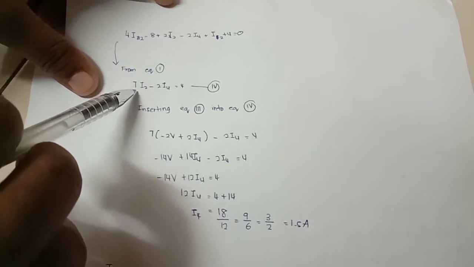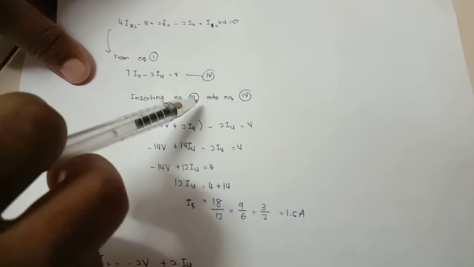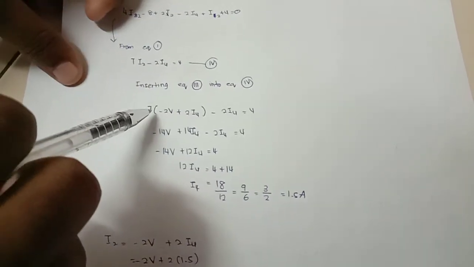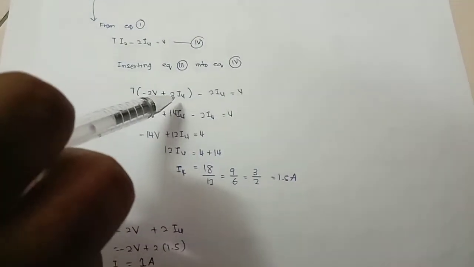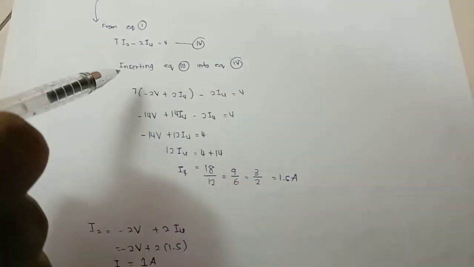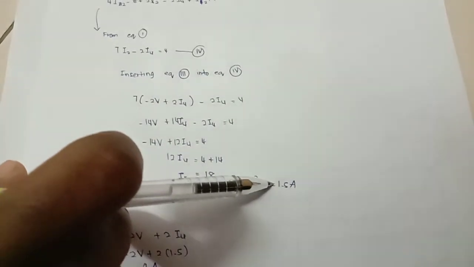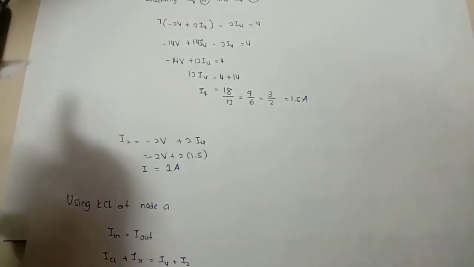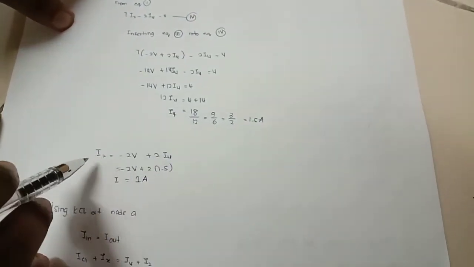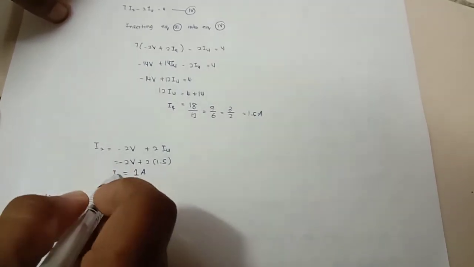And then we have to use substitution. So we substitute this fourth equation into the third one. So when we substitute, we get 7 times negative 2 plus 2 I4 minus 2 I4 equals 4. So when we solve the equation, we will get 1.5 amperes. So now we use this 1.5 amperes, which is the value of I4, and substitute it in the equation of I2. So we will get the answer for I2, which is 1 ampere.